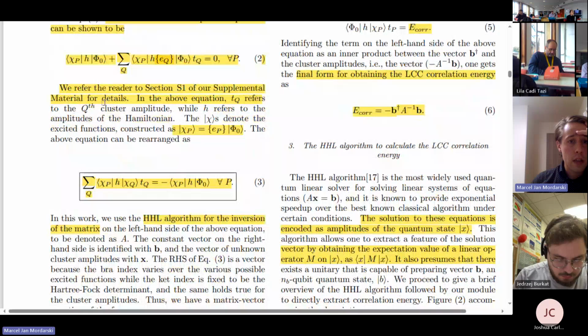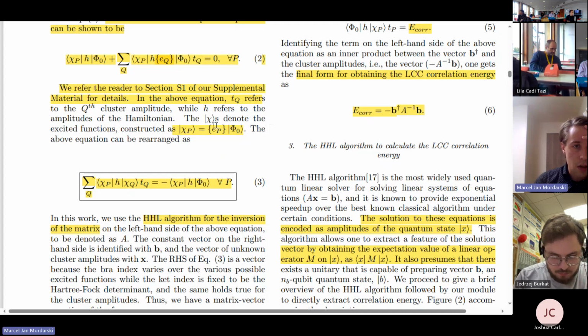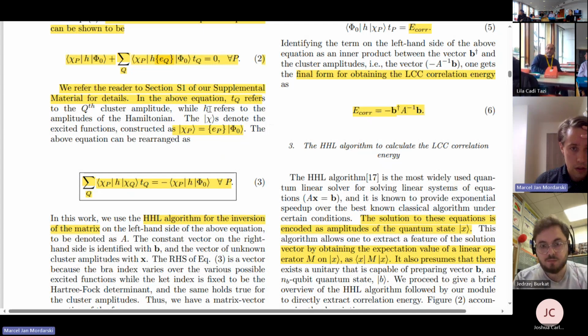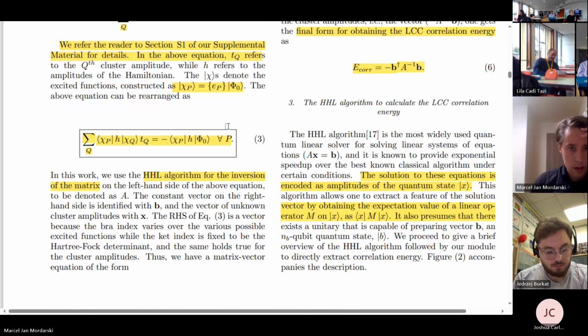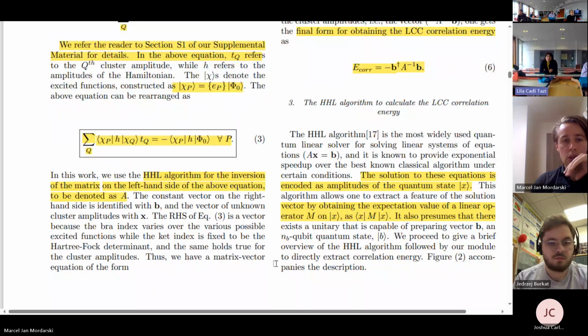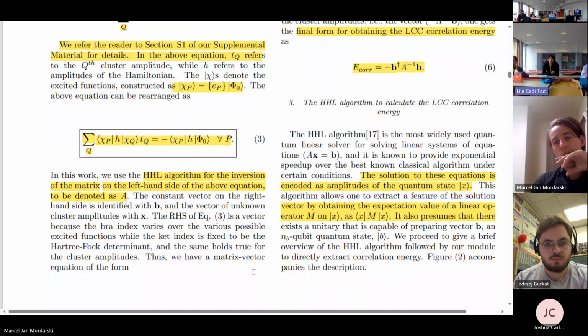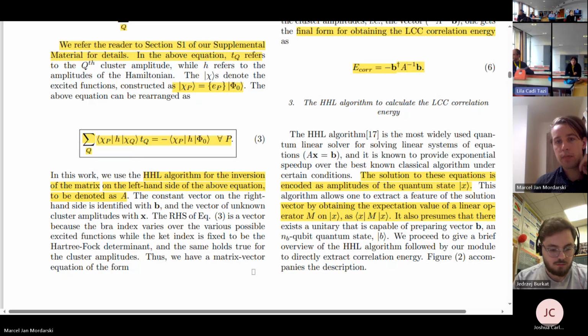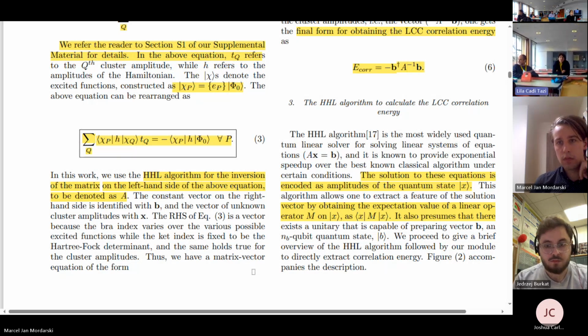So again, they refer us to section 1. T_q refers to the qth cluster amplitude, while H refers to the amplitude of the Hamiltonian. Chi s denote the excitation functions constructed as follows. So yeah, E-core looks just like the standard projected energy, give or take something. That's figure 2. Equation 6 is figure 2.